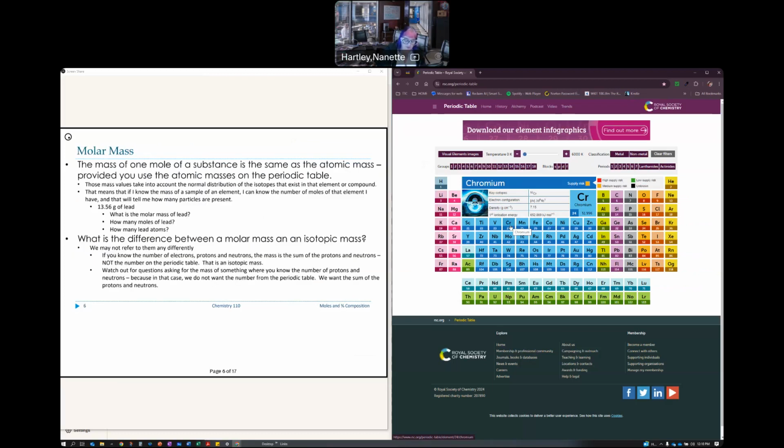So the mass of one mole of a substance is the same as the atomic mass, provided you use the atomic mass on the periodic table. Those mass values take into account the normal distribution of the isotopes. So that mole should take into account that same distribution. And that means if I know the mass of a sample of an element, I can know the number of moles of that element that I have. That'll tell me how many particles are present. So let's look at an example.